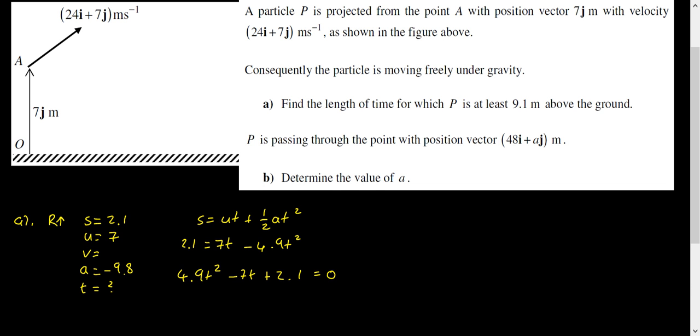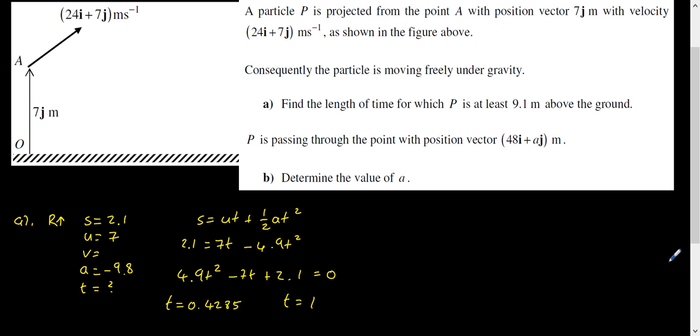Again, you're not awarded marks for showing that you can complete the square or use the quadratic formula. You need to show that you're solving a quadratic equation equal to 0. After that, that's it. So we have 4.9t squared minus 7t plus 2.1, and we get two solutions for t. We get t is 0.4285, and we get t equals 1.